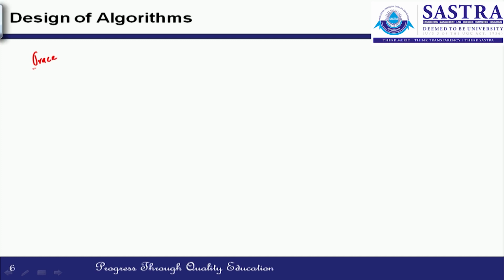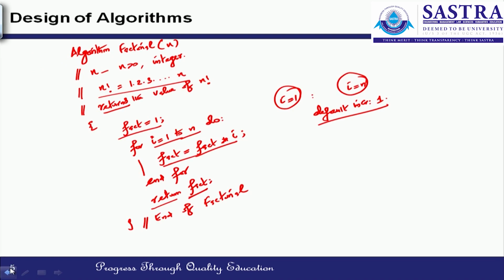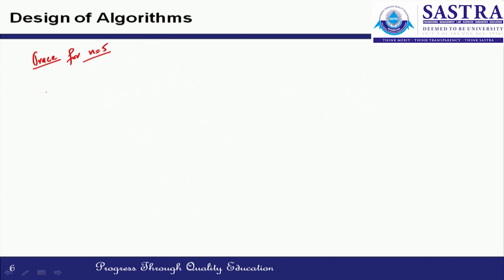Trace the algorithm for n is equal to 5. What is the initial call? Initial call is factorial of n.